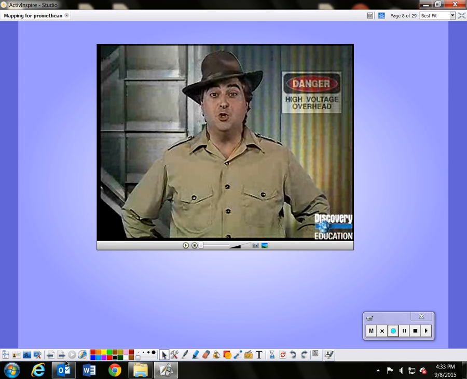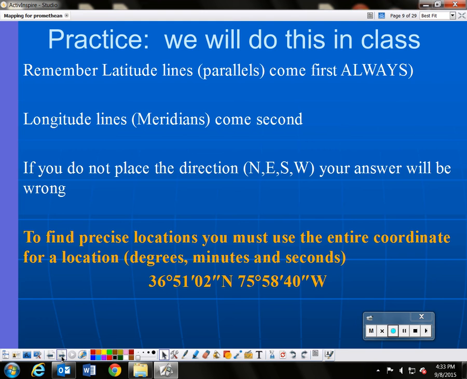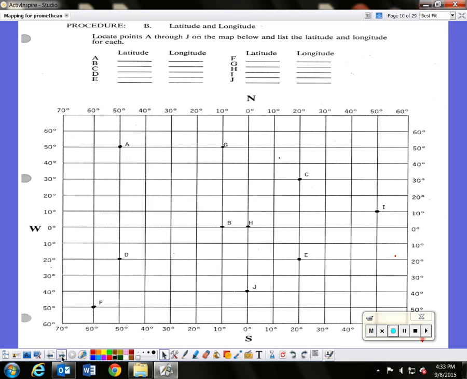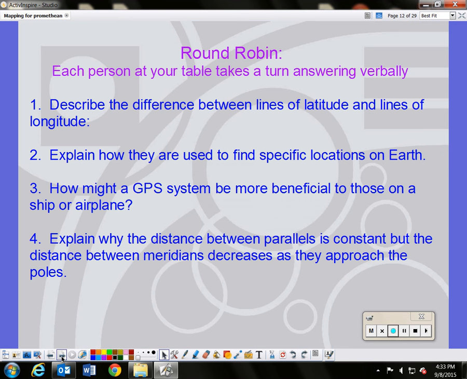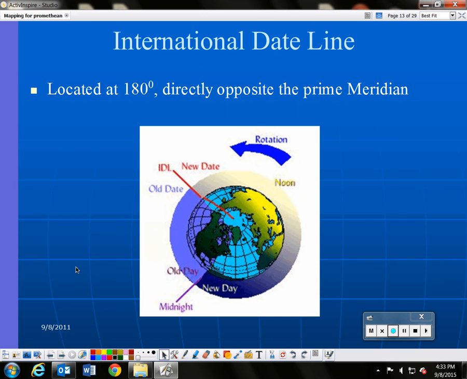Okay, we're skipping videos. We're doing this in class. Just go right by it. Don't even worry about it. Okay, the international dateline is located at 180 degrees, opposite the prime meridian. I've said that already. I have to take this out. Just ignore it.